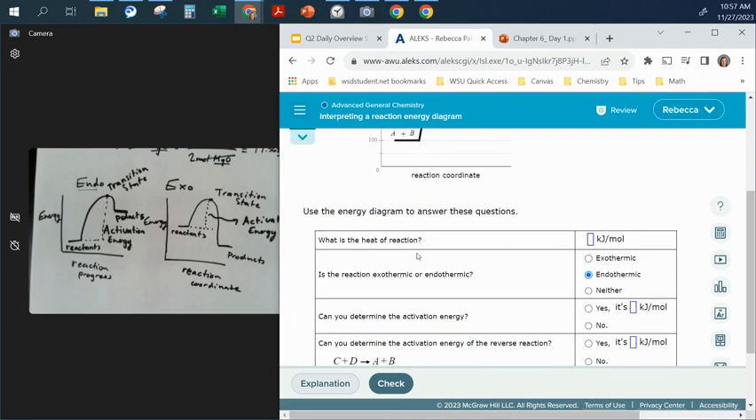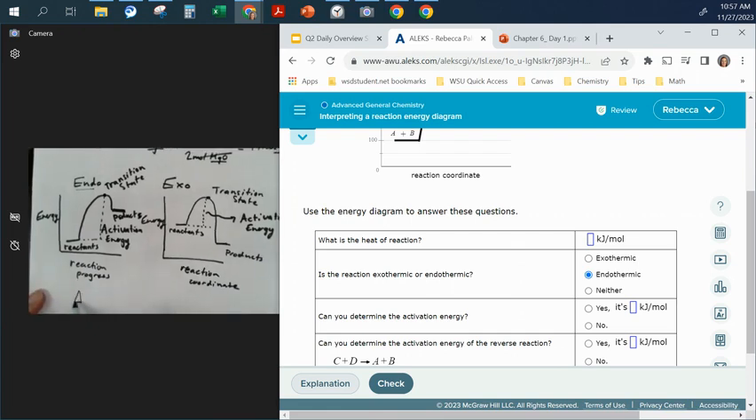Good, good. Okay, so then the heat of reaction, so that is this delta H. Delta H is our heat of reaction. To find the heat of reaction, we always take our products and we subtract our reactants. That's called our heat of reaction.